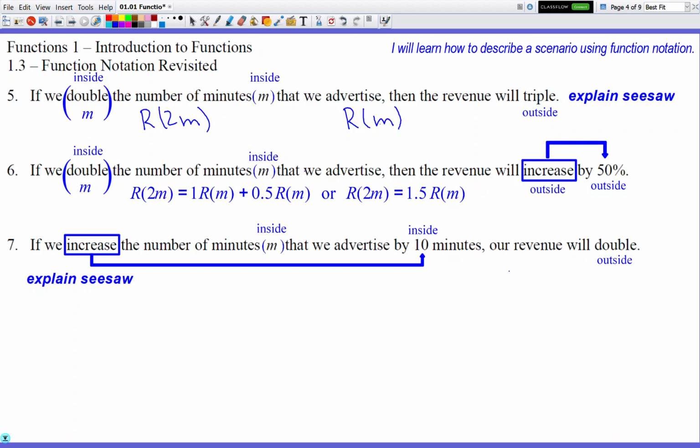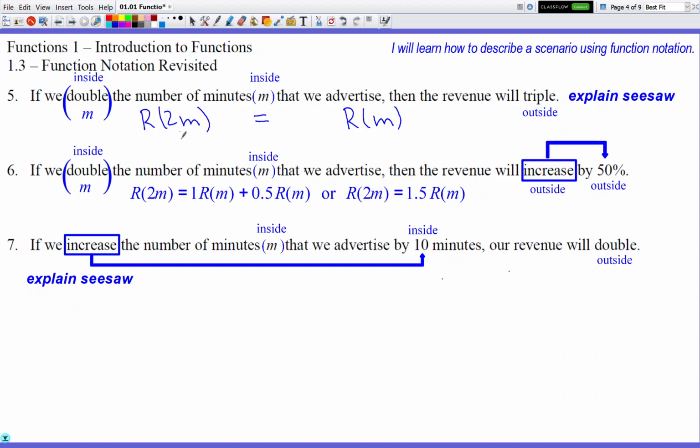Okay, and then it says the revenue will triple. So just like double implies multiply by 2, triple implies multiply by 3. So when I want to balance this out, which side do I want to multiply by 3? The heavier side, which is on the left, or the lighter side, which is on the right? Which side do I want to triple? And why is the left side heavier anyway?